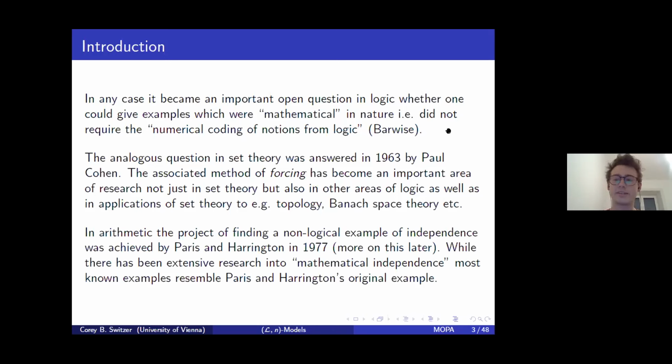In arithmetic, things didn't totally get off the ground the same way. The project of finding a non-logical example of independence was achieved by Paris and Harrington in 1977. A funny historical quirk that I discovered when writing this paper is that everyone calls this the Paris-Harrington theorem, and for some reason, when people put the paper into their bibliography, in almost every article they put Paris's name first, even though H comes before P in the alphabet. Anyway, this was done in 1977. I'm going to talk about their theorem a lot in the second half of the talk, so let me postpone it for now.